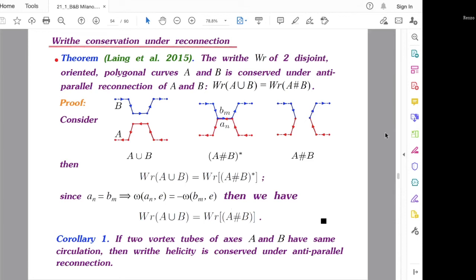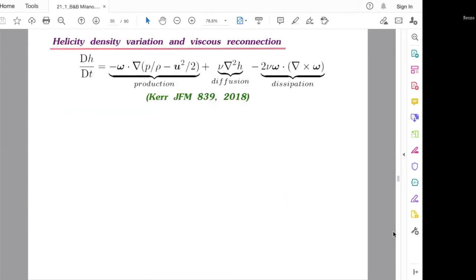If 2 vortex tubes of axes A and B have the same circulation, then the writhe helicity is conserved under antiparallel reconnection, because you pass from polygonal curves to continuous curves, and then you are there. So this is an easy step.